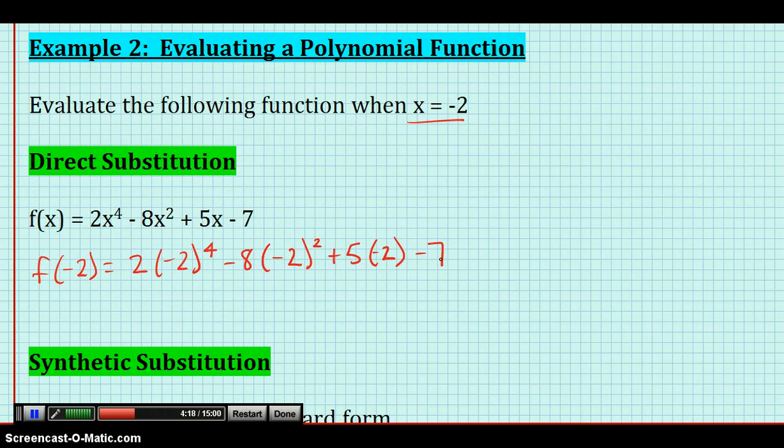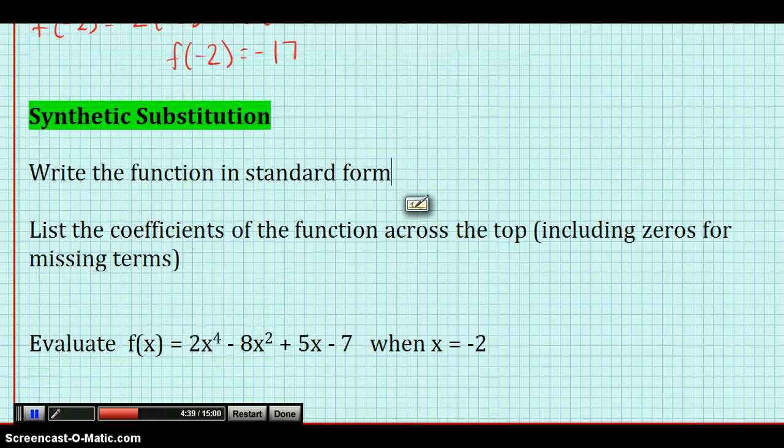And if you evaluate that, be careful with your order of operations. You need to square this -2 first, take this -2 to the 4th power. And when you're all done, you should get an answer of -17. So when x equals -2, the value of your function is -17. The second way we're going to look at to evaluate polynomials is called synthetic substitution, which is a nifty little process that you can break out during get-togethers or parties to impress your friends.